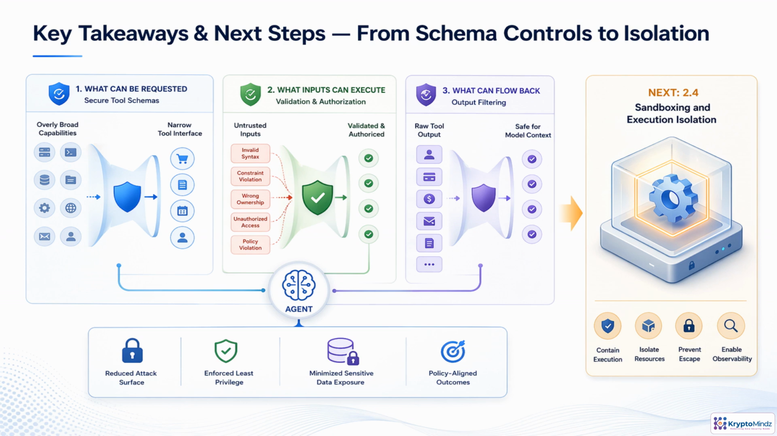The pattern is simple. Make unsafe requests hard or impossible. Use narrow tool schemas that expose only business actions. Validate every argument against syntax, ownership, authorization, and policy. Then filter outputs so sensitive data does not enter model context. Next, we add sandboxing and execution isolation, because safe tool design should be the default path.